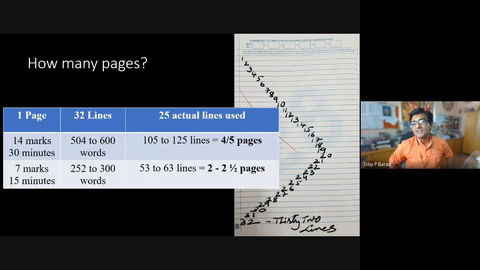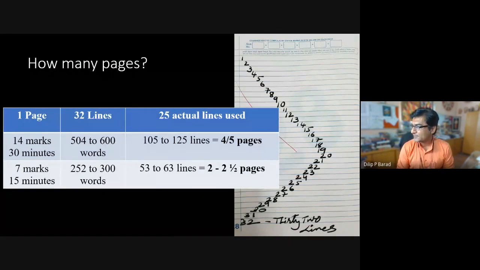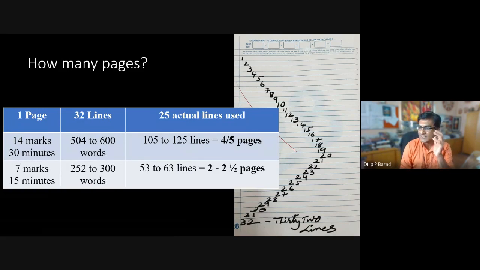Now, what is the length of your answer paper? What is the length of your answer book? In your answer book that is given by the university, there are 32 lines. There are 32 lines on a single page. So you can decide now from lines to how many pages you have to think. So there are 32 lines in your answer book.